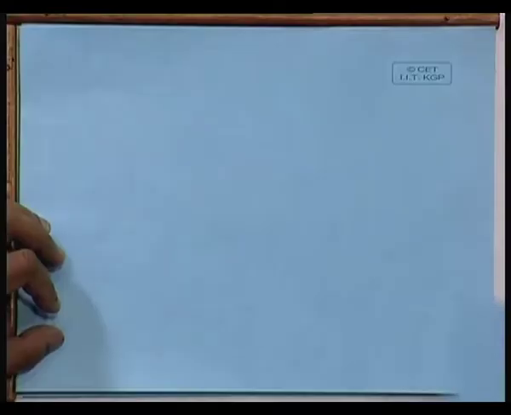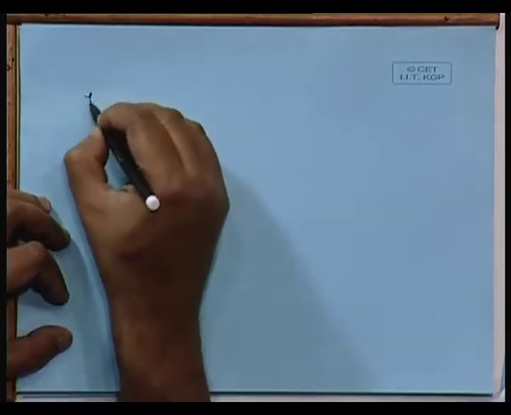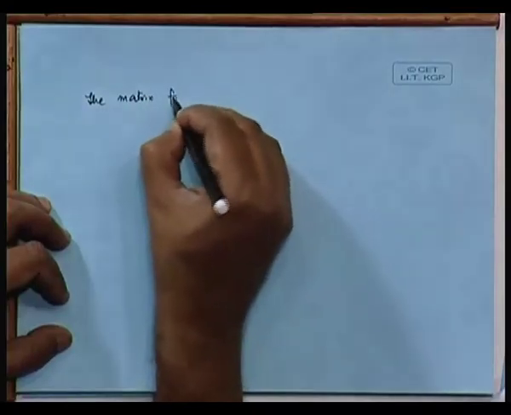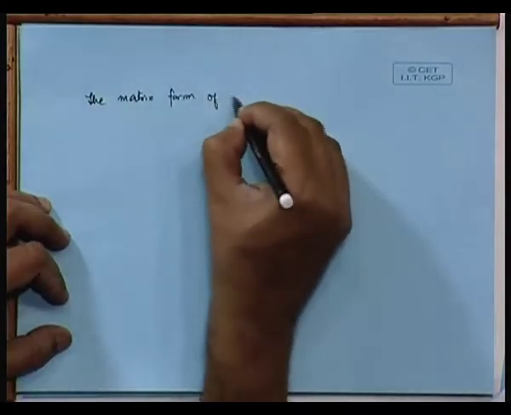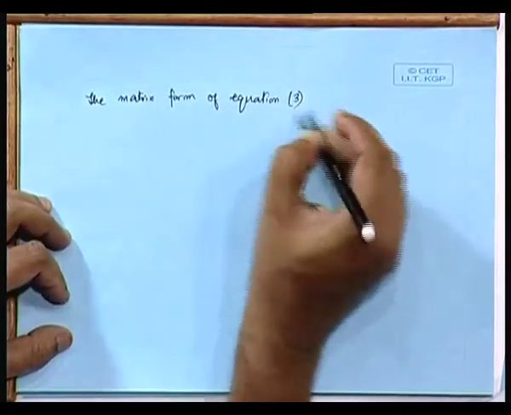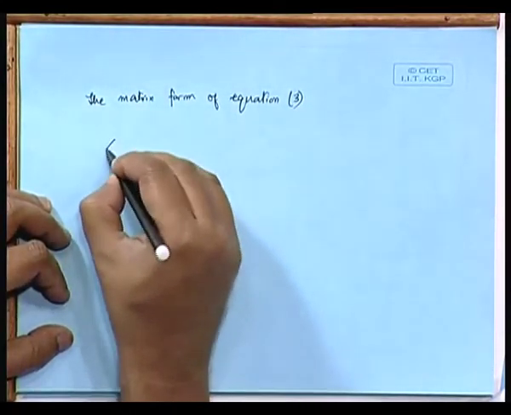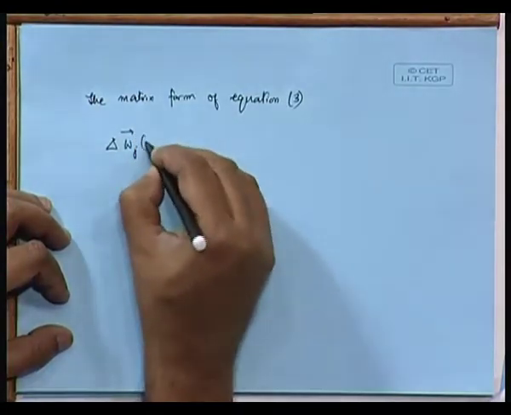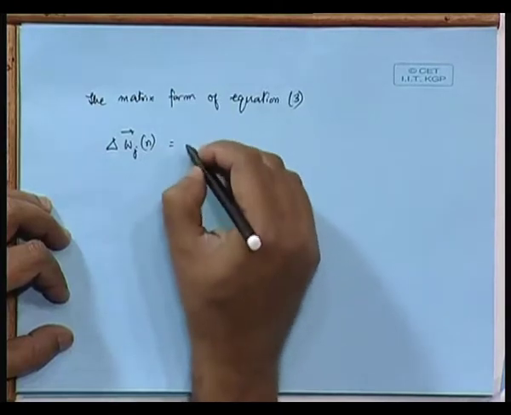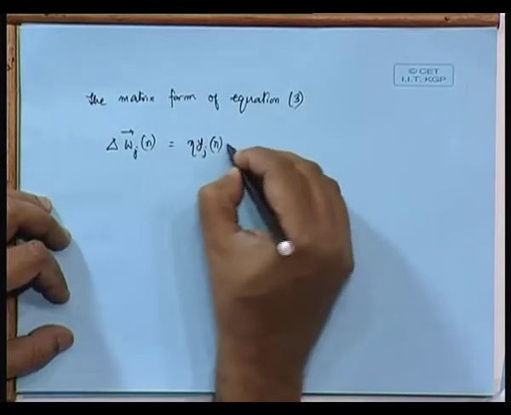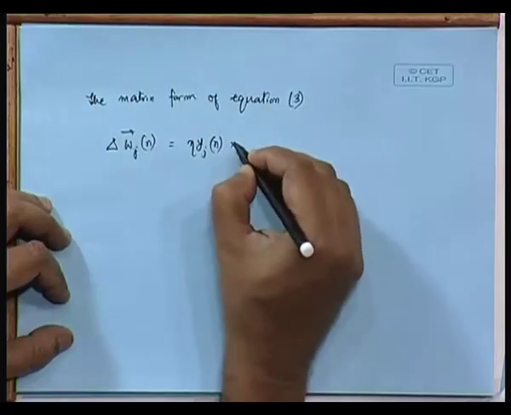So the matrix form of equation 3 can be written as delta w j n equal to eta y j n and x prime n.